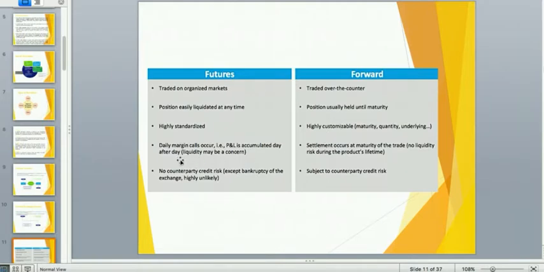Then obviously in futures, like I earlier said, there are margin calls that happen. P&L is accumulated day after day. In forwards, settlement happens at the expiry date, at the maturity of the trade. So it does not have M2M settlements. In futures, you would not have any counterparty credit risk, except bankruptcy of the exchange, highly unlikely. And in forwards, you would have counterparty credit risk.